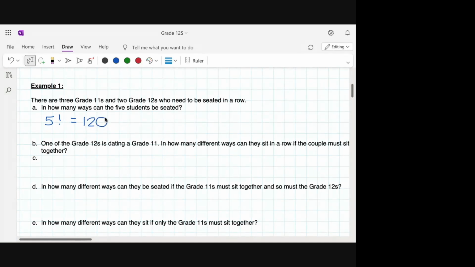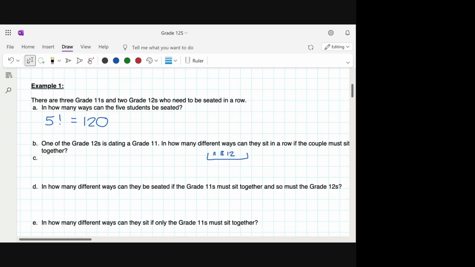All right. Now, one of the grade 12s is dating a grade 11. In how many different ways can they sit in a row if the couple must sit together? Okay. So, what's happening here? We got a whole love seat situation happening here. So, in other words, here is a grade 11 and a grade 12, and they've decided they want to sit together in one chair. So I've made it like a little chair there.